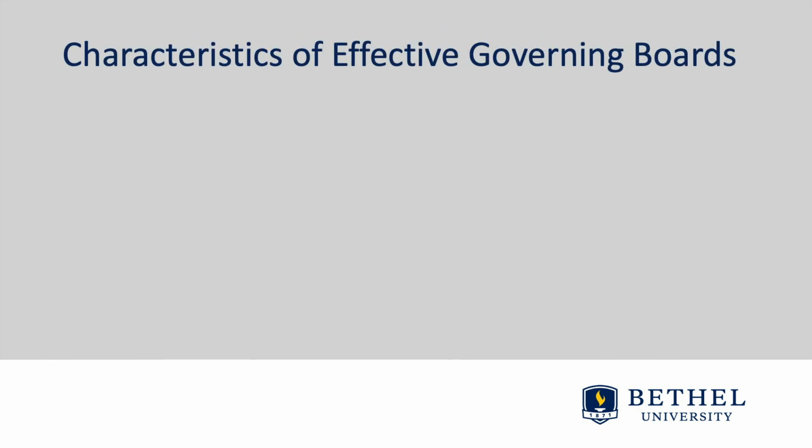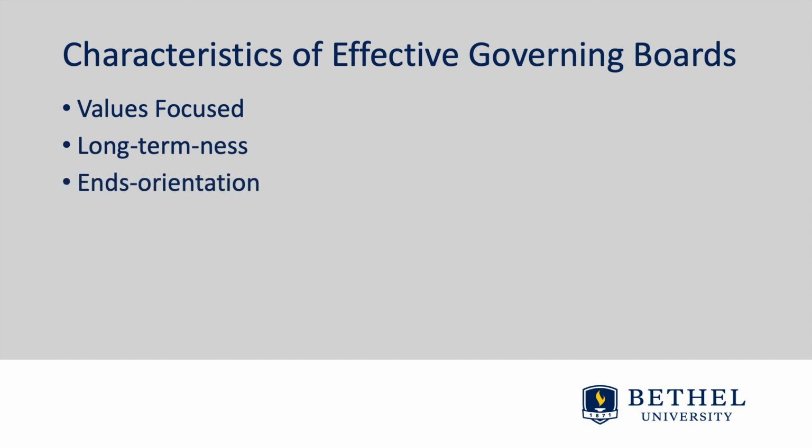Politics are a reality in policymaking. Therefore, I will conclude this presentation by looking at effective characteristics of governing boards that are responsible for public health policy. The board's attention should be on values rather than the specifics of implementation. The board's greatest concern is about long-term effects on specific areas of need. The board's attention should be on the ends as opposed to the means.